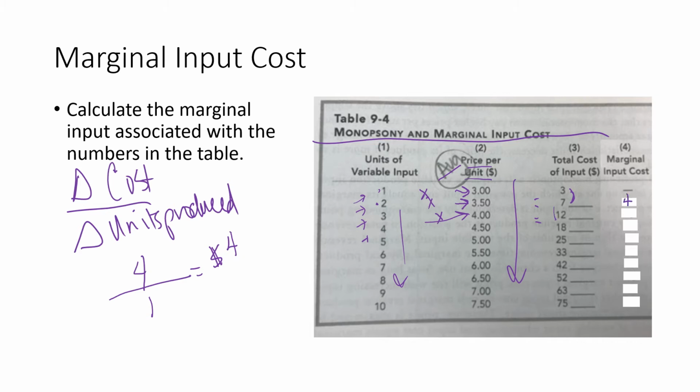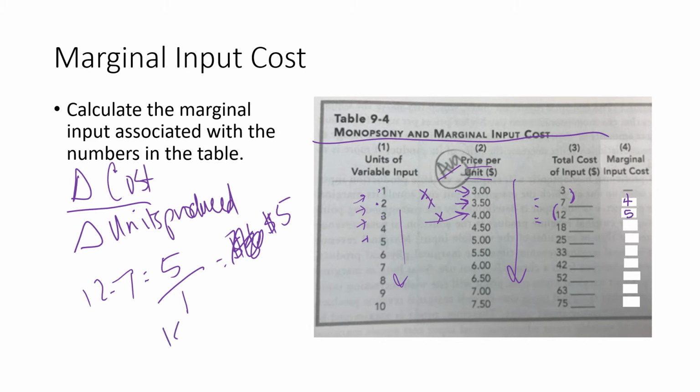From 7 to 12, our change in cost is 5, right? Because 12 minus 7 is 5. And the number of units that we've changed, we've gone from 2 to 3, so that's only a change in 1. So our marginal cost is $5. And then from 12 to 18, that's 6. Again, we're only changing 1. So it costs us from 1 unit to 2 units, it costs us $4 additional to buy one more. From 2 units to 3 units, it costs us $5.